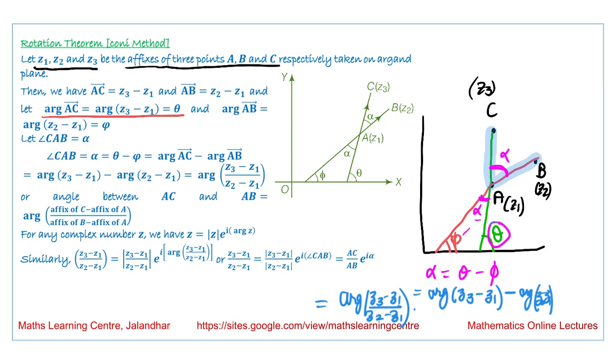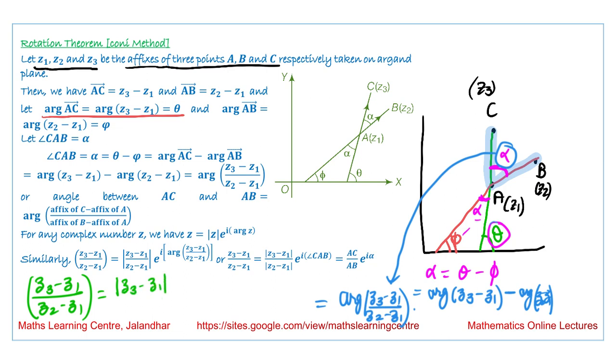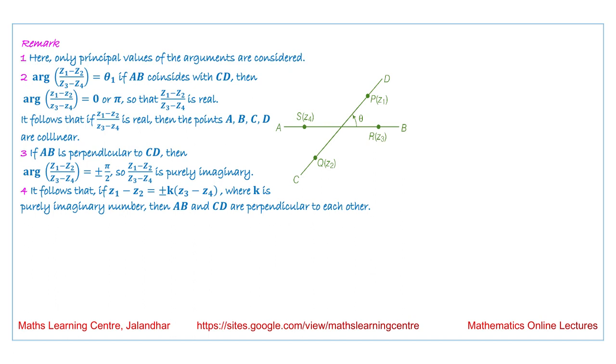So what we obtain is that the angle alpha between AB and AC is equal to the argument of z3 minus z1 over z2 minus z1. So we can write z3 minus z1 over z2 minus z1 is equal to mod of z3 minus z1 over mod of z2 minus z1 times e raised to the power iota alpha, that is equal to AC over AB times e raised to the power iota alpha. So we have obtained the result. This is the point A, this is the point C, and this is the point B, corresponding to z1, z2 and z3.